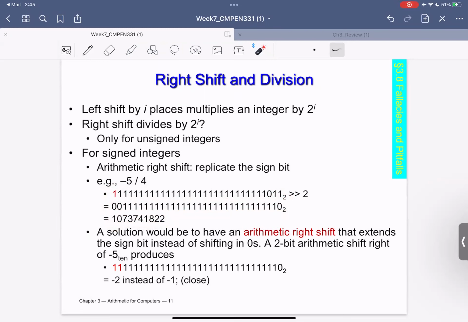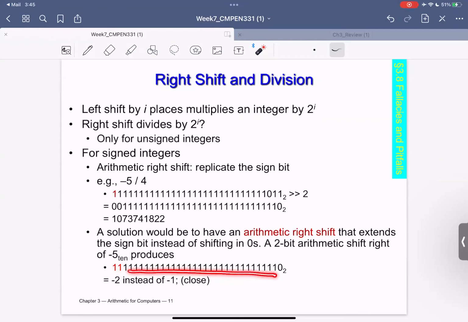Oh, we mentioned that you need to do what we call arithmetic right shift in this case. What does arithmetic right shift mean? Arithmetic right shift means that I would like to extend the sign bit instead of just shifting in a 0. Meaning that this one, yes, it is shifted by 2, but in this case, I will extend the sign bit. What is the sign bit? It is 1. So basically, I will extend the sign bit in this particular case.